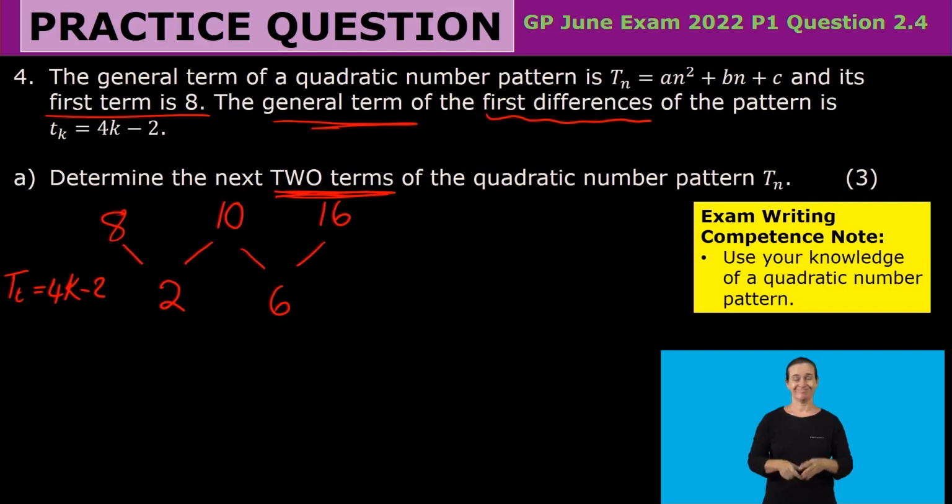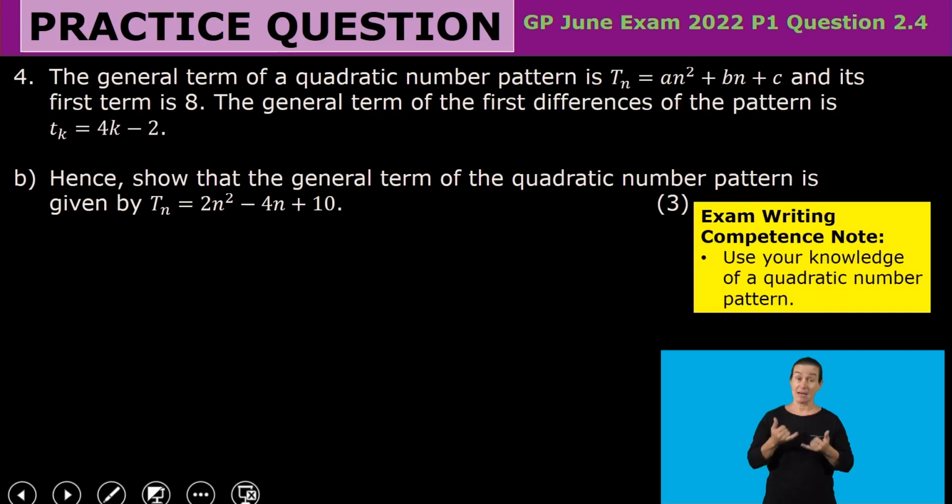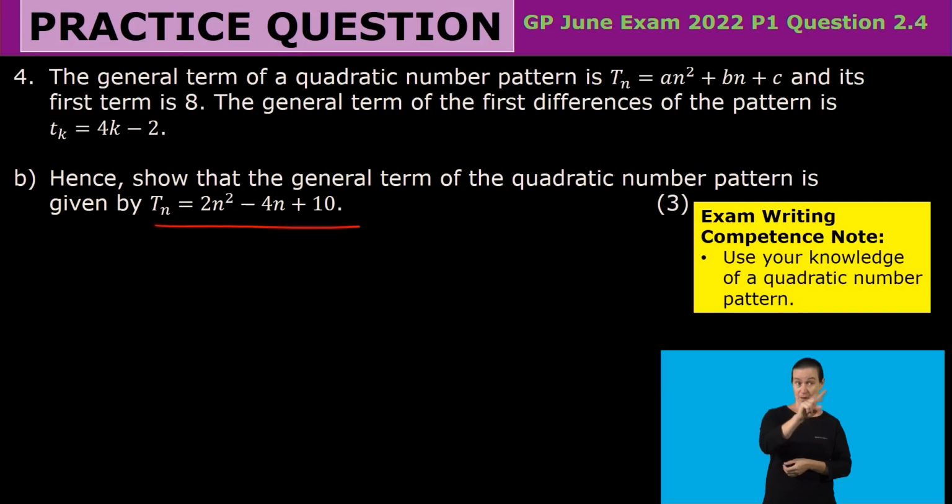Moving over to the next question of the same question, we are asked: hence, show that the general term of the quadratic number pattern is given by Tn is equal to 2n squared minus 4n plus 10. Again, the question says show that the general term. So we already have the general term. We just need to show how they obtained that general term.